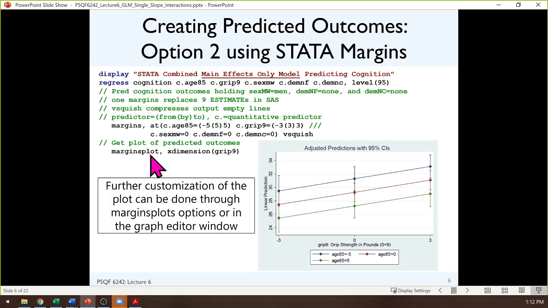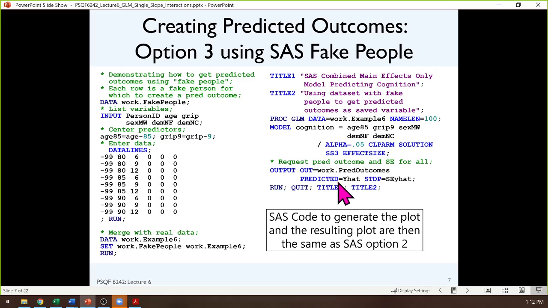And then margins plot. It anticipates what you want to do with that information. I'm telling it to take the predicted values that this statement is generating, with the x-axis as grip strength, and it automatically builds the lines. So this is slick. I wish SAS had something like this, and I have searched in vain. It does not. So Stata margins is awesome. Questions on this so far? Okay, but we see the same tendency in terms of parallel lines here.